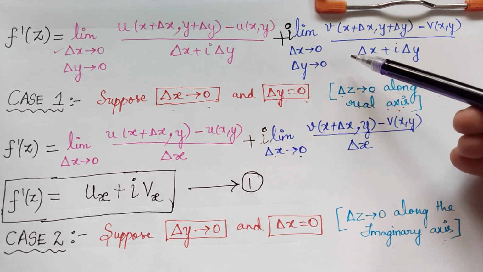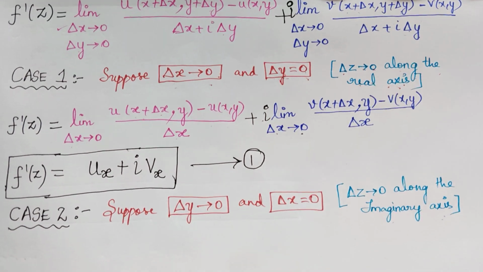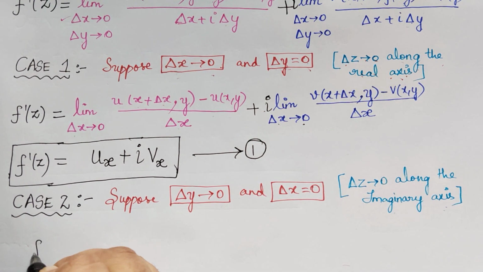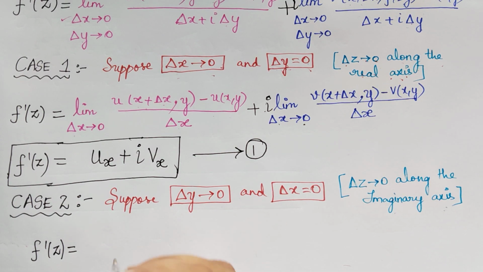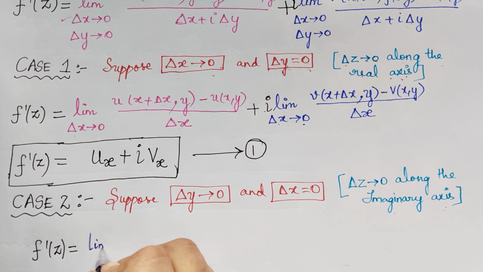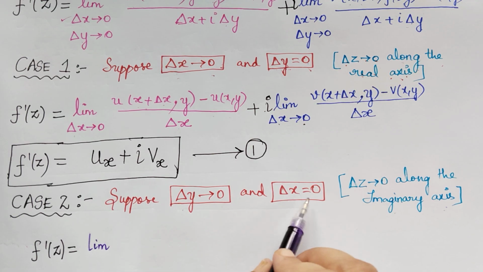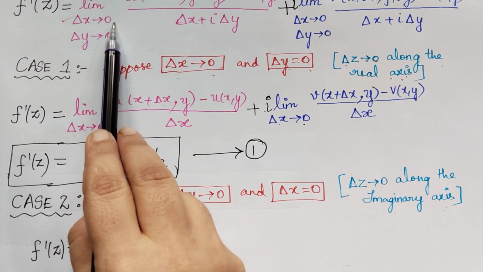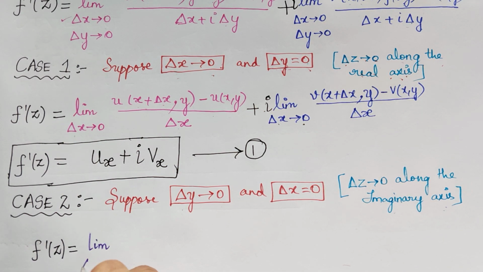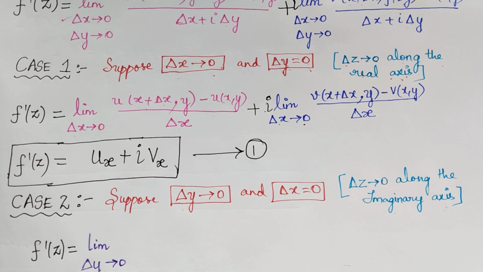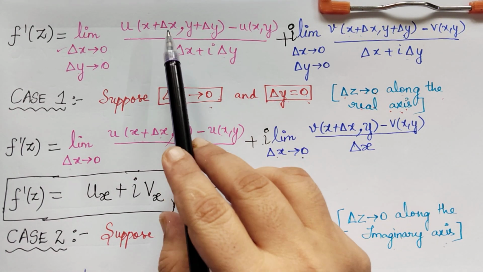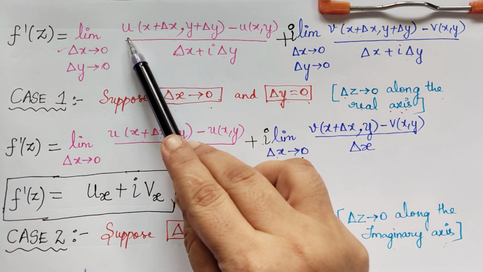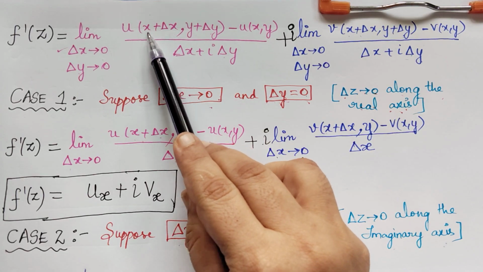Having this, now how will it become? f dash of z will be equal to the limit, now delta y tends to 0 and delta x is equal to 0. So what will happen to this limit? It will be only delta y tends to 0. And then what we have in this, wherever we have delta x, it will become 0. So we will have u of x plus 0, so this will be only x.